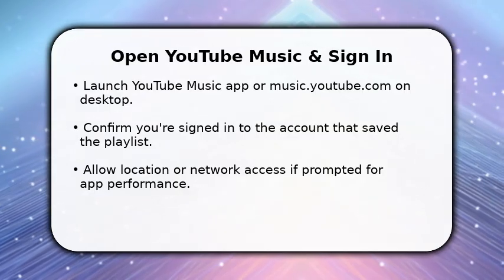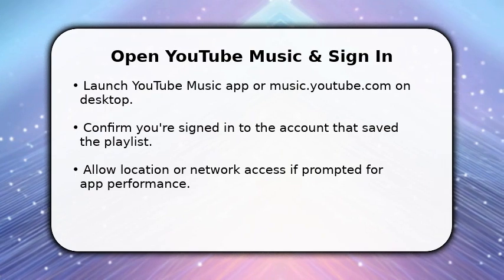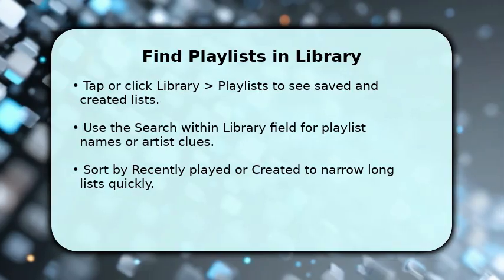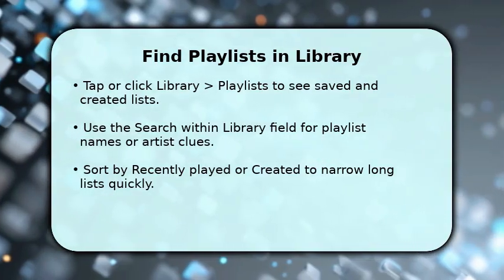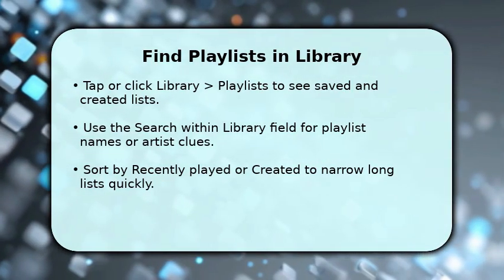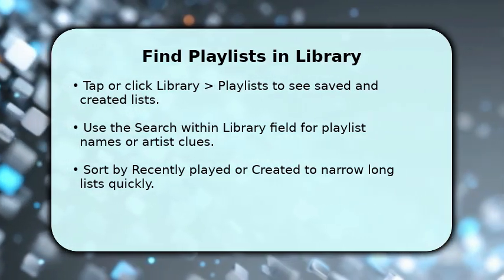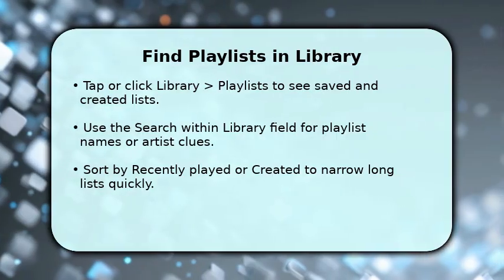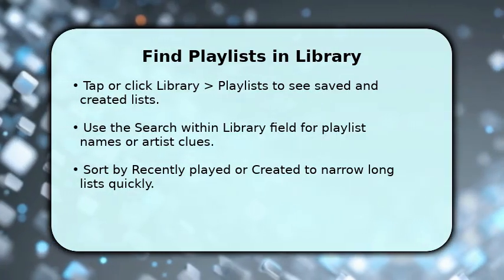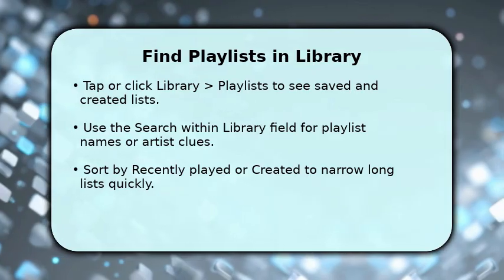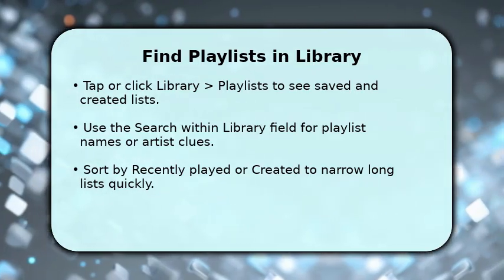Now you go into Library and select Playlists. This is where created and saved lists live. If you have many entries, use the Library search field and type part of the playlist name or an artist in it. This filters faster than scrolling. Once done, use the sort or filter options to show recently played or created first, which surfaces the playlist you likely want. Make sure to expand collapse sections. Sometimes long lists hide under headers.